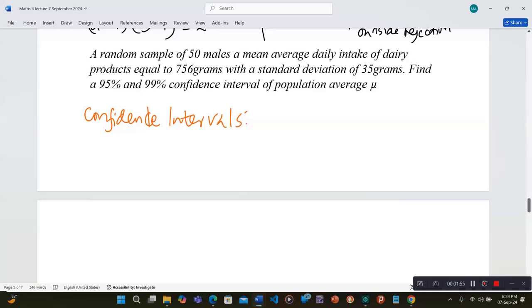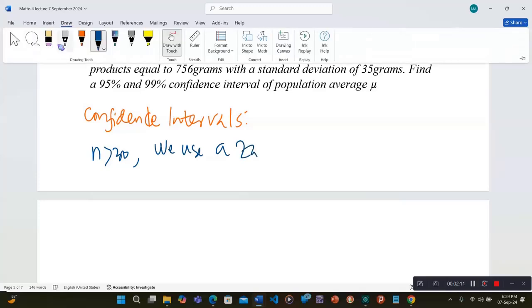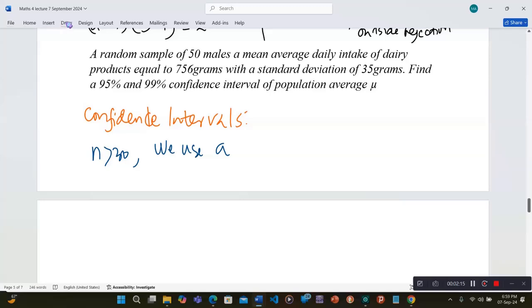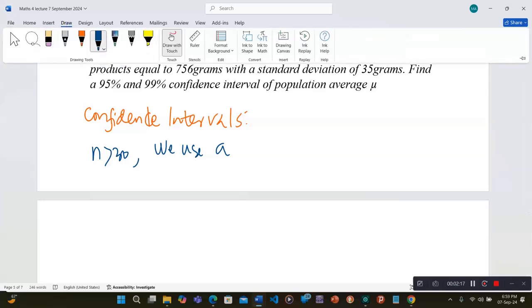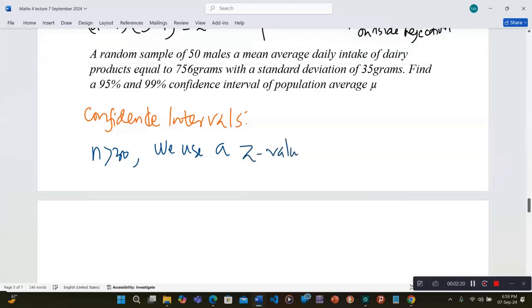So what does this call us to do? The n here is greater than 30, so we are going to use a z value. We are going to use a z value.